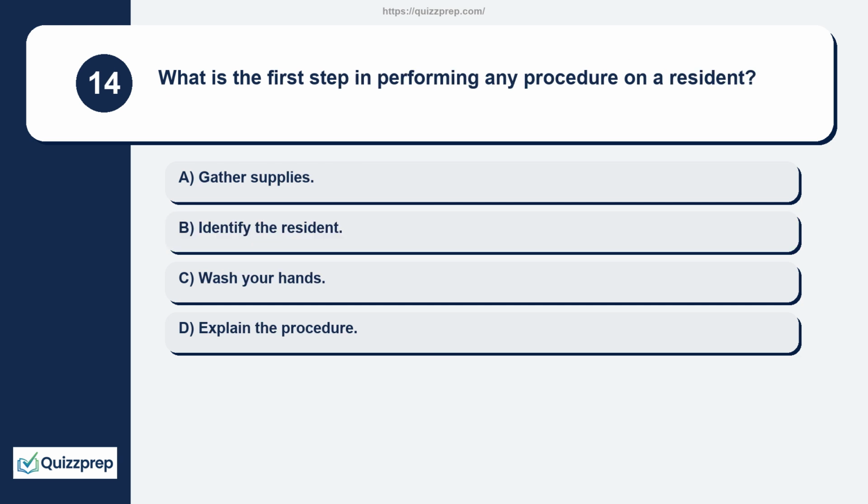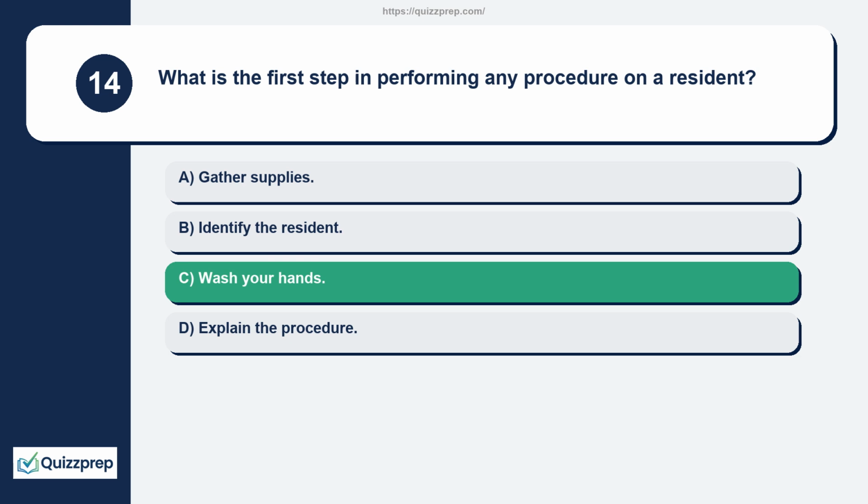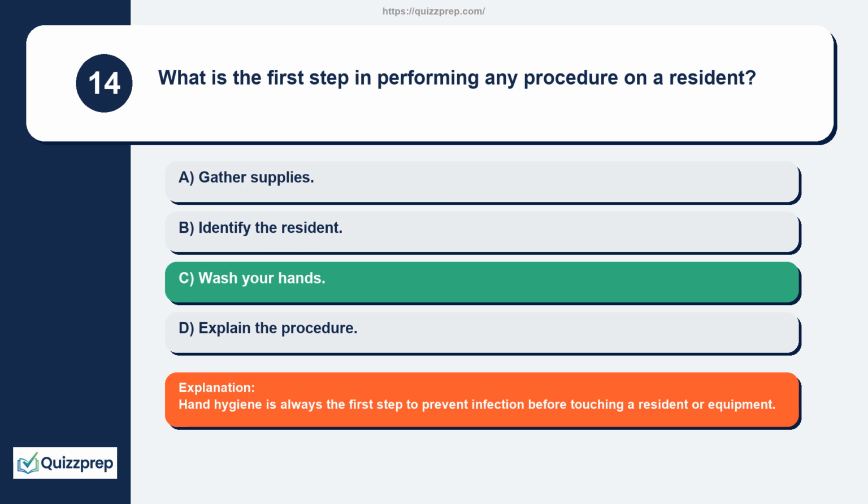Question 14. What is the first step in performing any procedure on a resident? Gather supplies. Identify the resident. Wash your hands. Explain the procedure. Hand hygiene is always the first step to prevent infection before touching a resident or equipment.